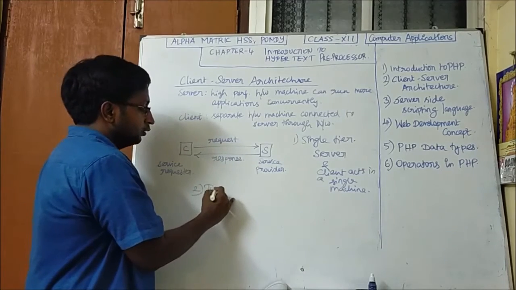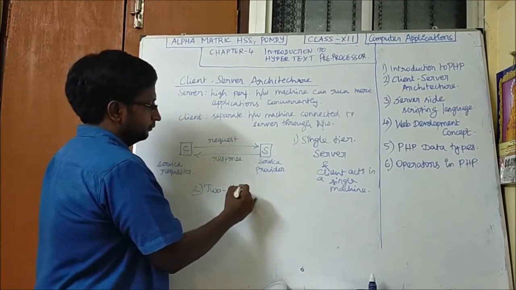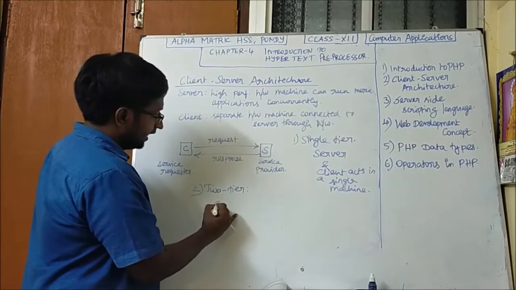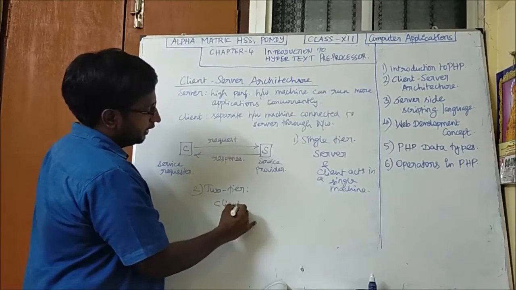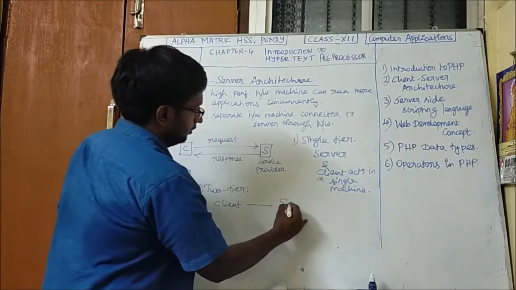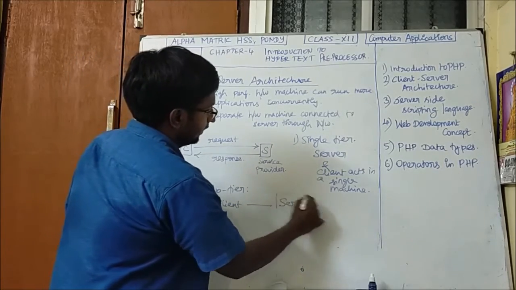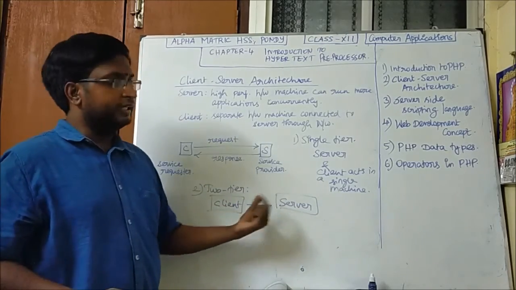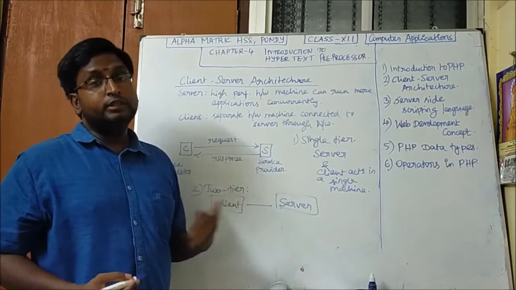Next is the two-tier architecture. Here the client is separate and the server is separate. You have two tiers, so that is the two-tier architecture.